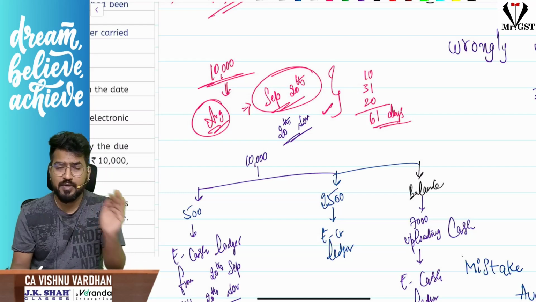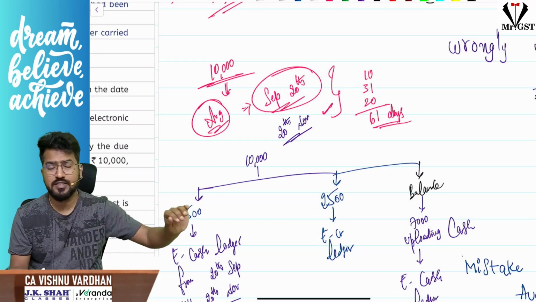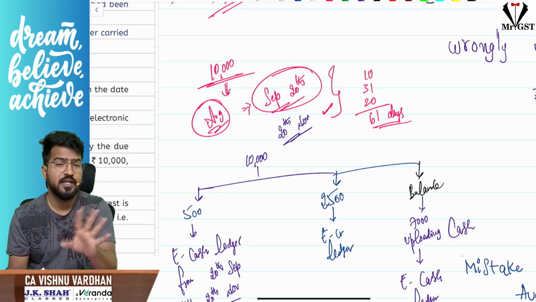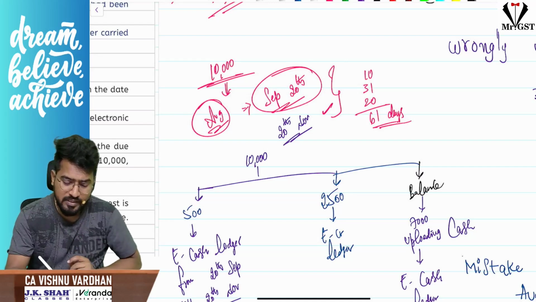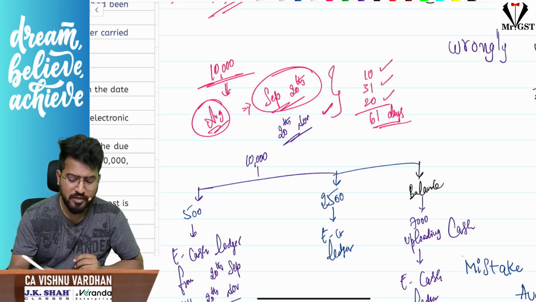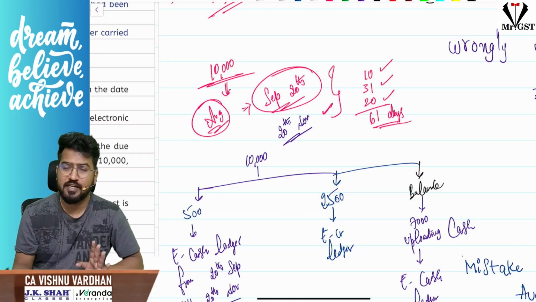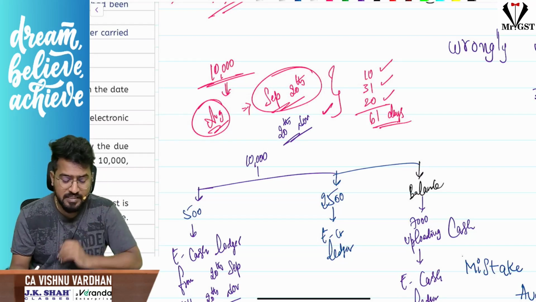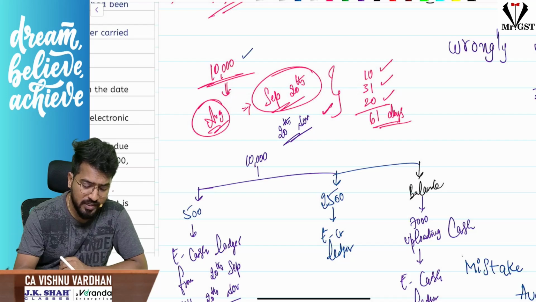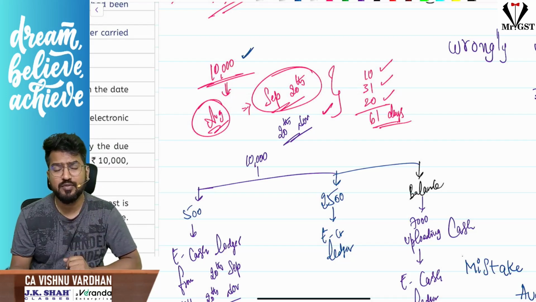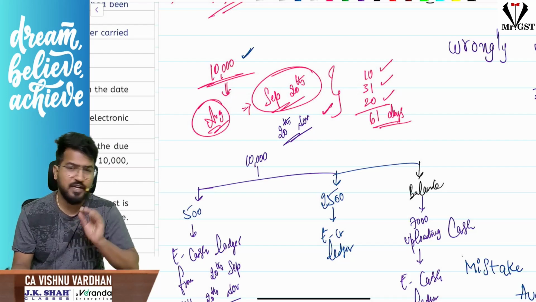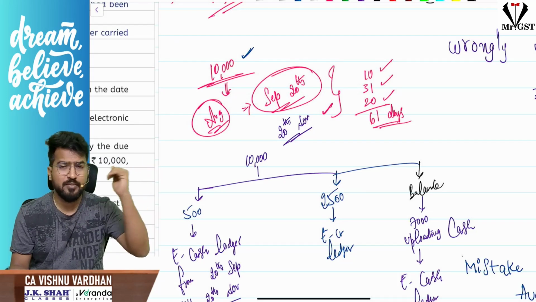Okay, September 20th is the due date, still September 20th. From 21st you calculate: 10 days are still remaining in September, 31 days in October, November 20 days. November 20th I am filing, sir. 61 days interest will come. But 61 days interest will not come on 10,000. It will come on the net tax liability, as you already know. So that means gross liability minus ITC balance.